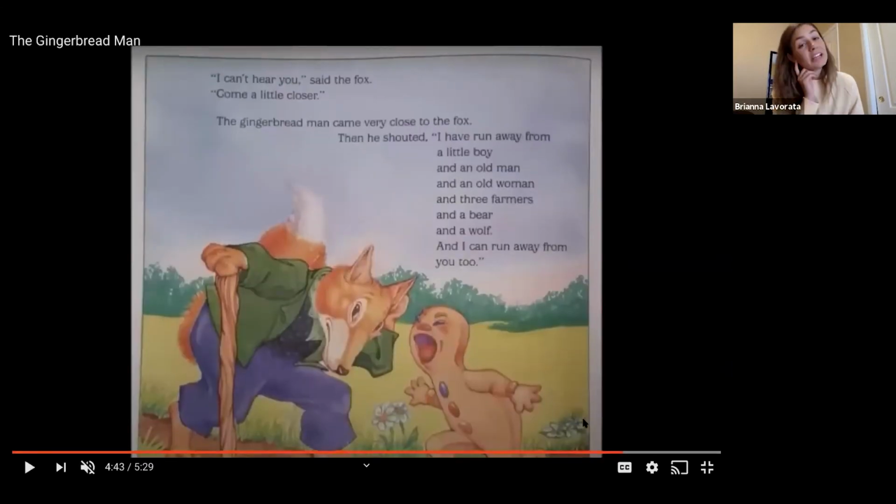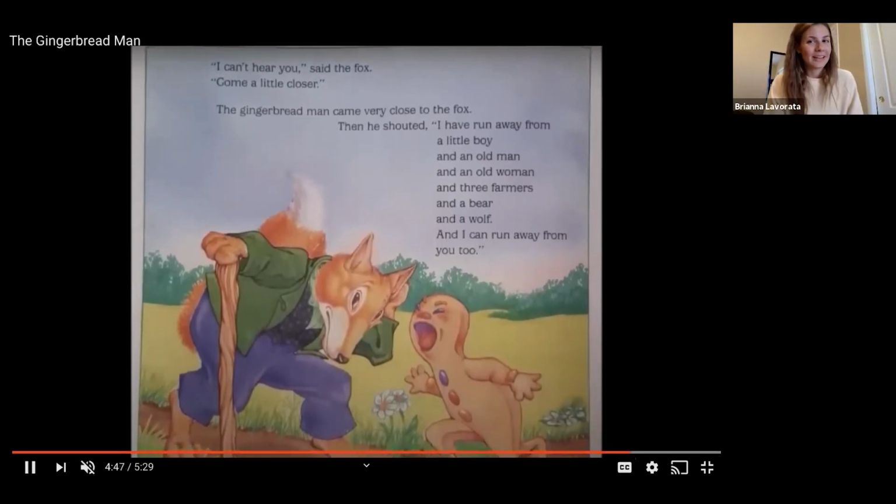"I can't hear you," said the fox. "Come a little closer." The gingerbread man came very close to the fox and he shouted, "I've run away from a little boy, an old man, an old woman, 3 farmers, a bear, and a wolf, and I can run away from you too."